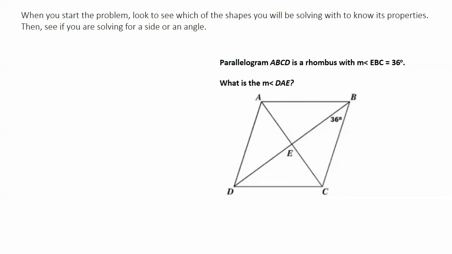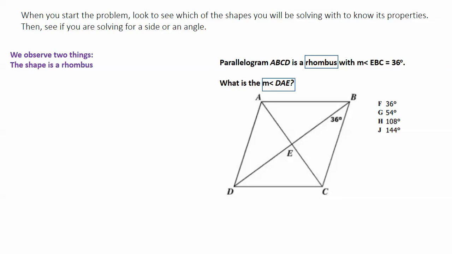Parallelogram ABCD is a rhombus with the measure of angle EBC equal to 36 degrees. What is the measure of angle DAE? Here's our options. We observe two things. One, the shape is a rhombus, and we see that we're solving for an angle. So we're going to use our angle rules. Angle DAE will be right here, and that's what we want. We'll label it X.